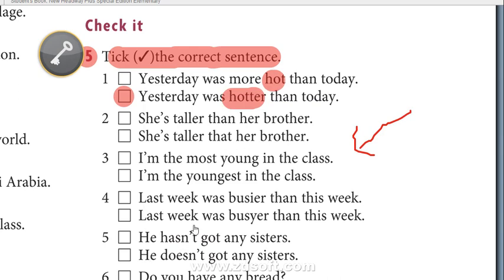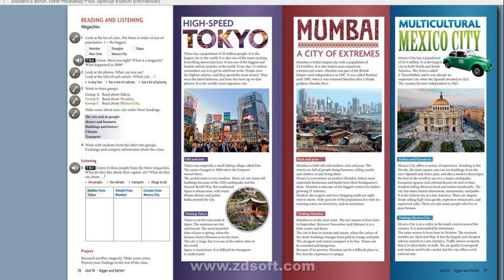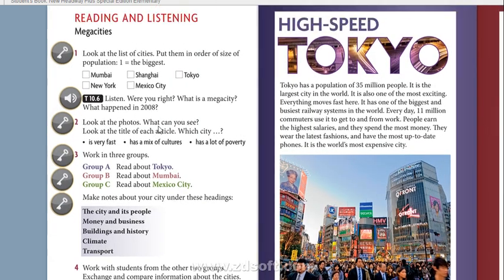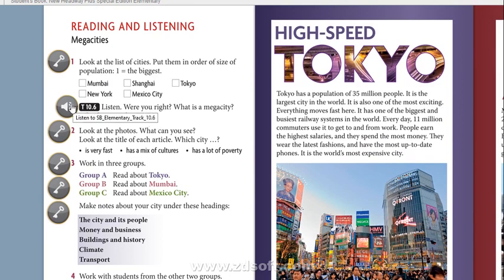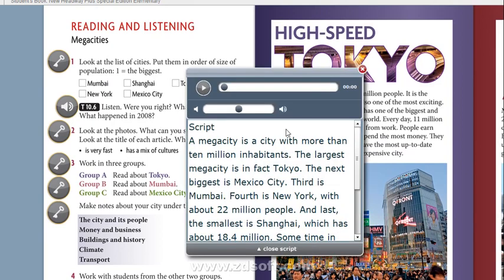Well, we move on to the next page, page number 78, 79. This is reading and listening. So read the text. The first text is about Tokyo. The second one is about Mumbai city. And the third one is about Mexico City. So there are different issues on that. So read them carefully. And for reading, I can help you with the listening as well. So listen to this audio and read them carefully.